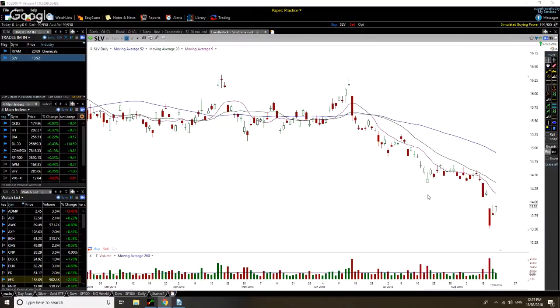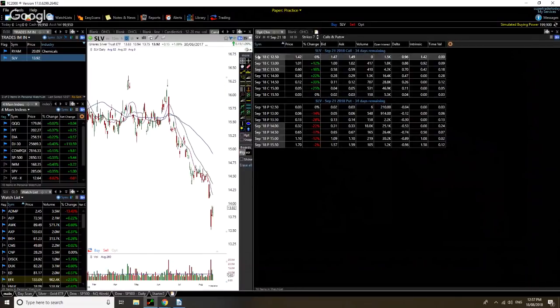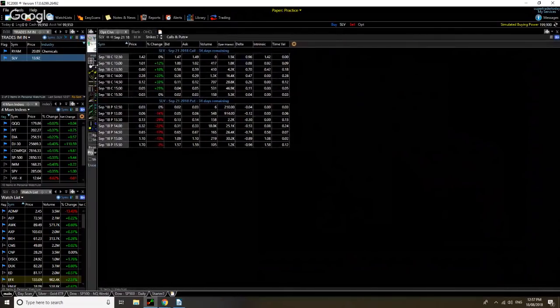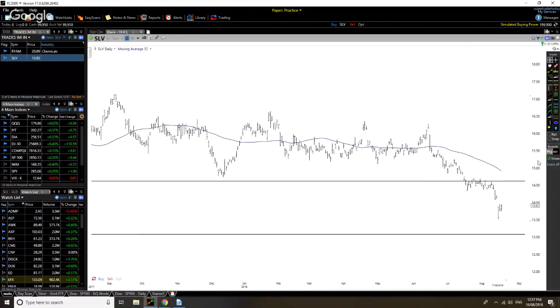All right, so one of the best things that we can do in the markets is bring up a chart that is just simply blank. So I'm going to bring up a chart right now. This is obviously the options I'm looking at. I'm going to remove the moving average, and I'm going to remove everything off the screen.